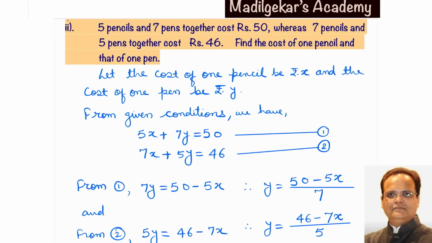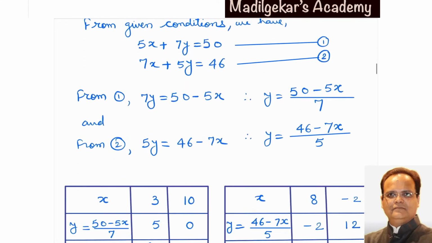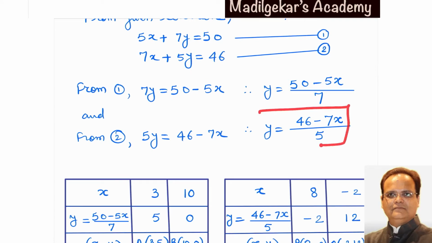Convert the first equation. From the first equation, we have 7y equals 50 minus 5x. And then dividing both sides by 7, we get the value of y as (50 minus 5x) upon 7. Similarly, from the second equation, we get the y value as (46 minus 7x) upon 5. Let us find points on these lines.